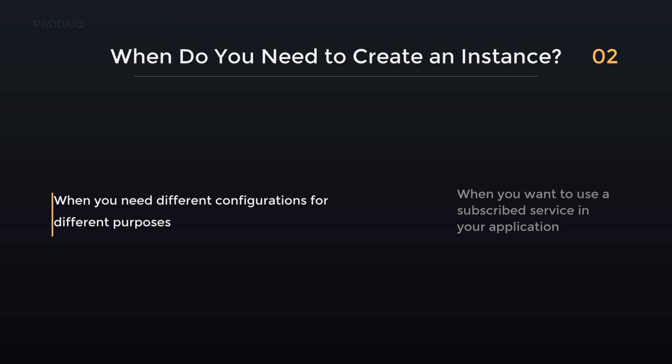When you need different configurations for different purposes. This means creating separate instances when you require distinct settings for separate tasks. For example, you might have one instance for development with test data and another for production with live customer data. This approach keeps your environments organized and purpose-specific.